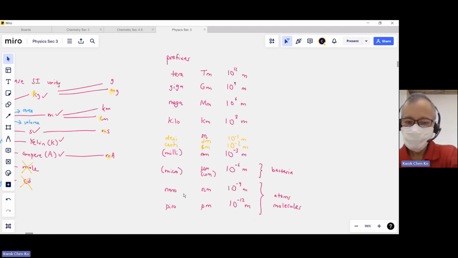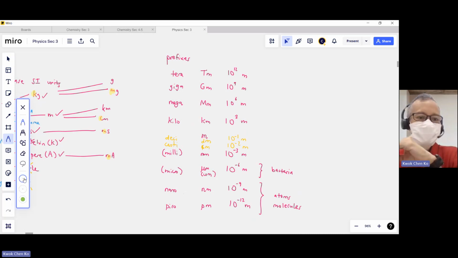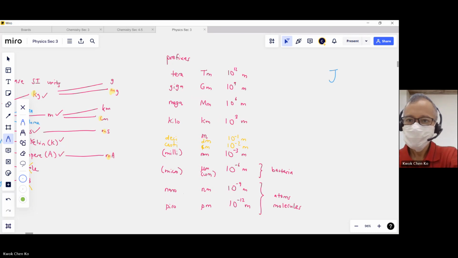Now, be very clear. My prefixes can of course apply to any other units, for example, joule. Now, 1 joule is a pretty small value. So if I'm talking about energy, like your foodstuff, they provide lots of energy. You are more likely to make use of kilojoules.